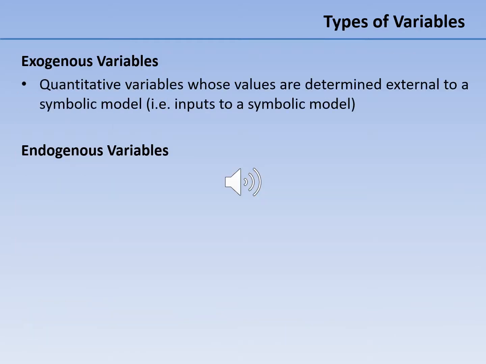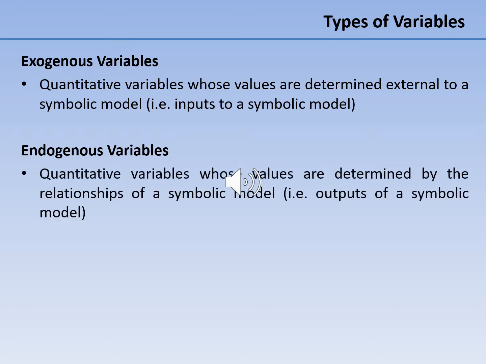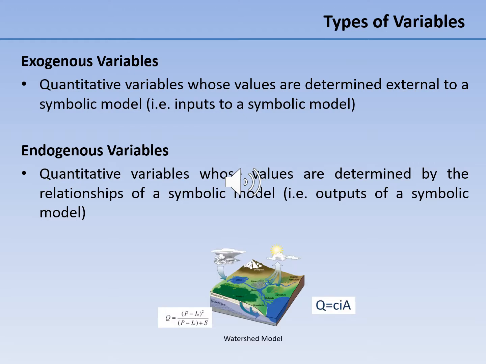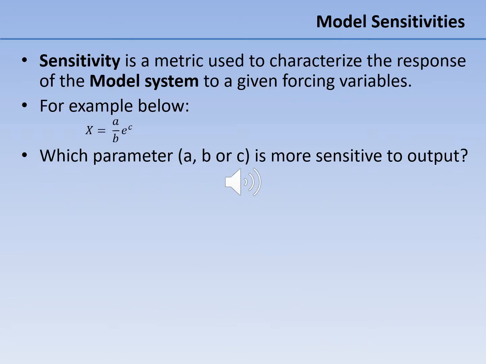Exogenous variables are quantitative variables whose values are determined external to a symbolic model. Endogenous variables are quantitative variables whose values are determined by the relationships of a symbolic model. In this watershed model, Q is the endogenous variable, and C, I, and A are the exogenous variables. Sensitivity is a metric used to characterize the response of the model system to a given forcing variable.